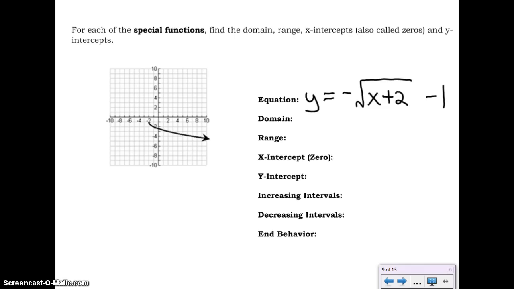Go ahead and push pause and try to find the domain, range, increasing, decreasing, and end behavior, and then check at the end, and I'll see you guys next time.